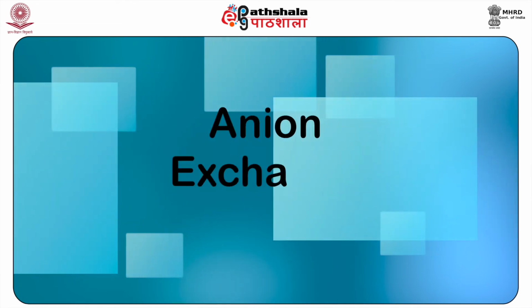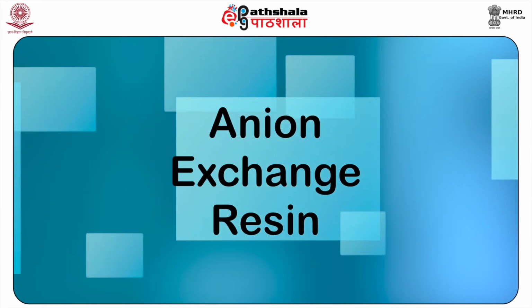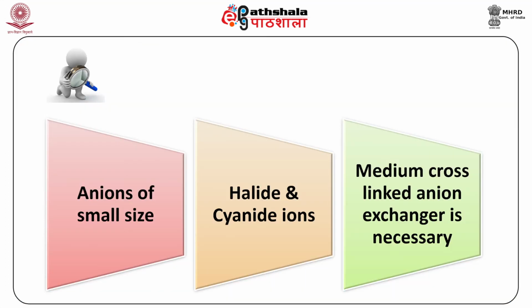Let us see how an anion exchange resin can be used to determine the stability constants. For studying anions of small size like the halide ions, the cyanide ions, a medium sized cross-linked anion exchanger is necessary. When the ligands are smaller in size, the negatively charged complexes formed between the metal ion and the ligand can be absorbed by the resin.